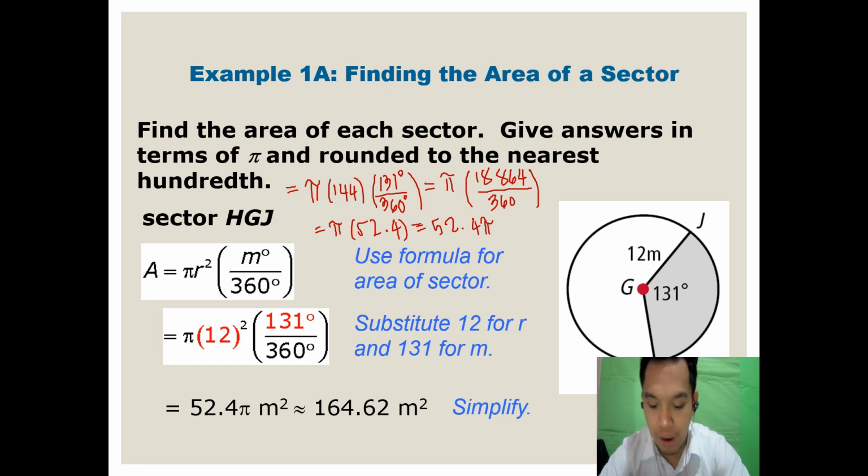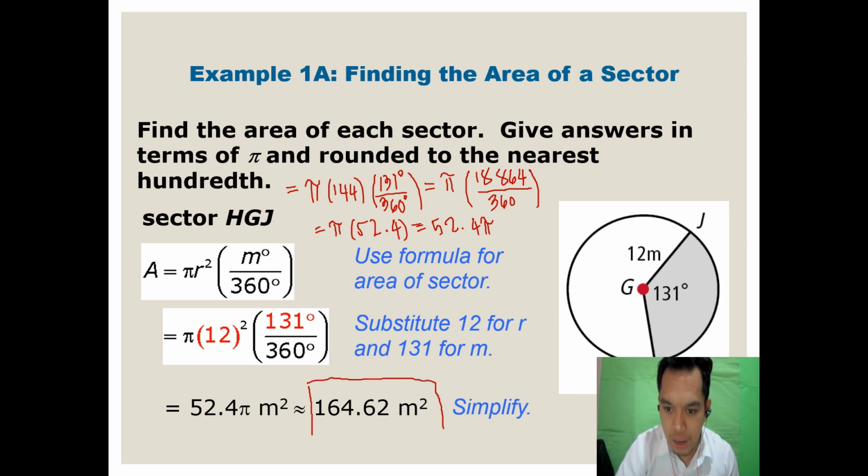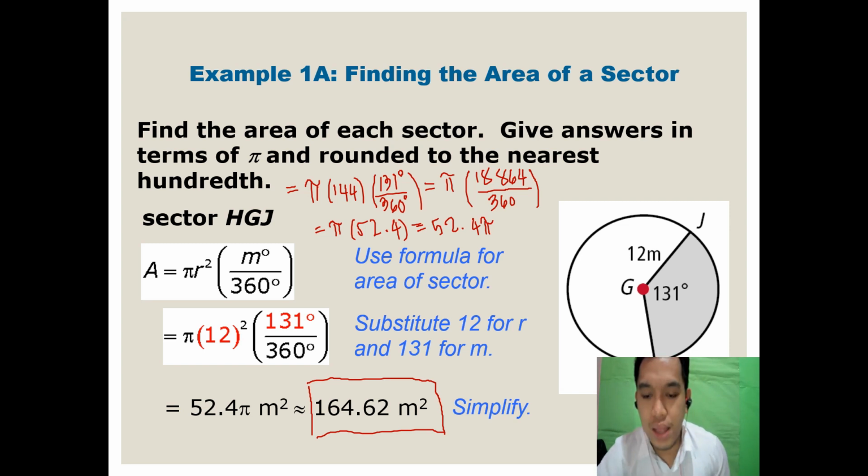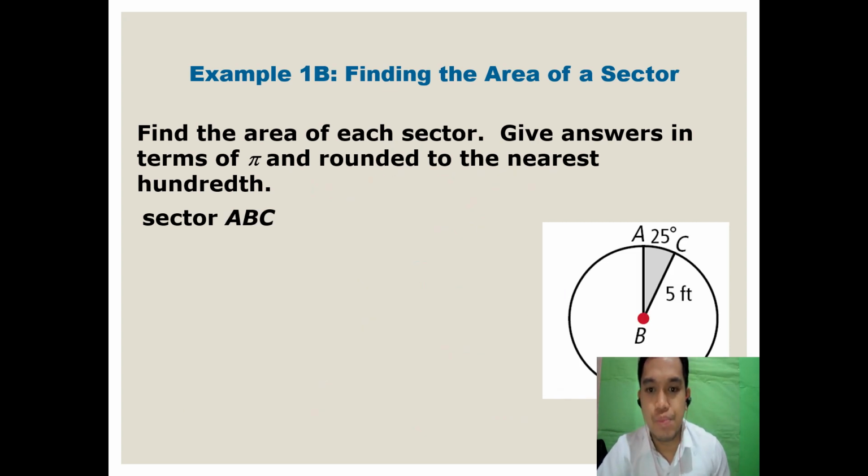To simplify it further, 52.4 times pi is 164.62 meters squared. So this is the final answer. The area of the sector is 164.62 meter squared. Example number 2.